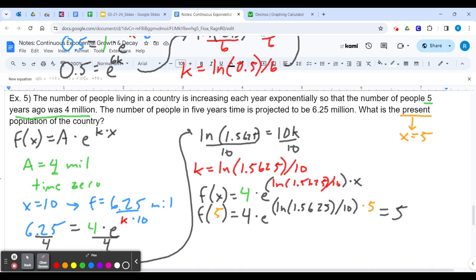However, one last thing we got to realize, we were talking in millions of people. So make sure that we note that the population is 5 million people after those 5 years.